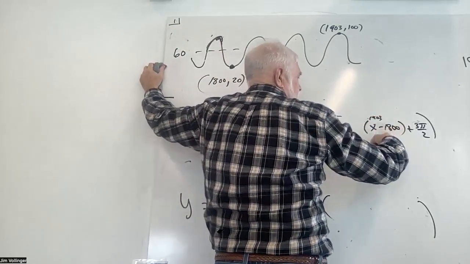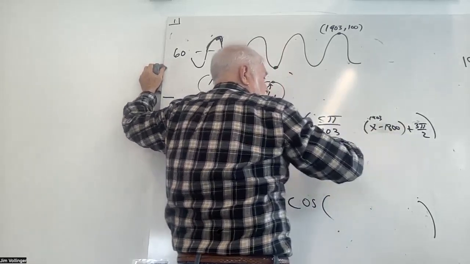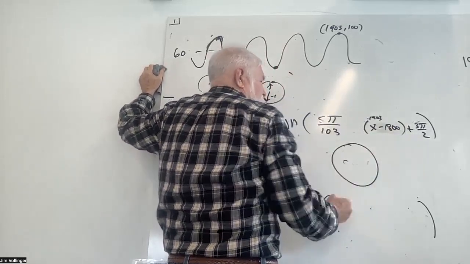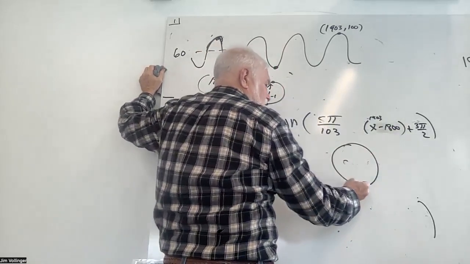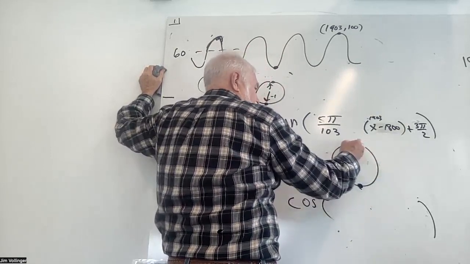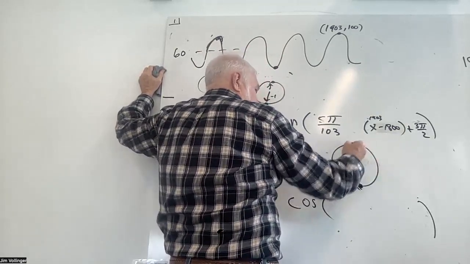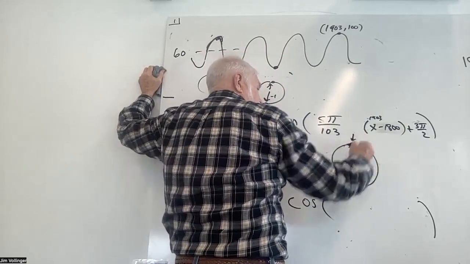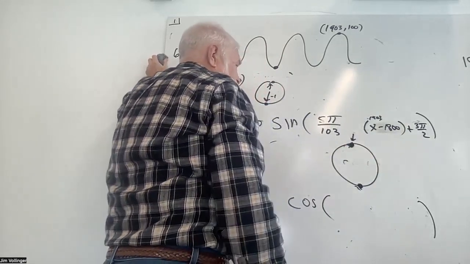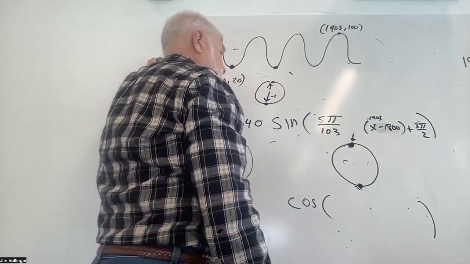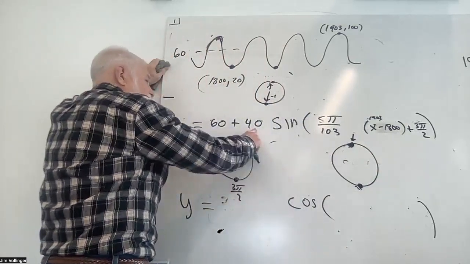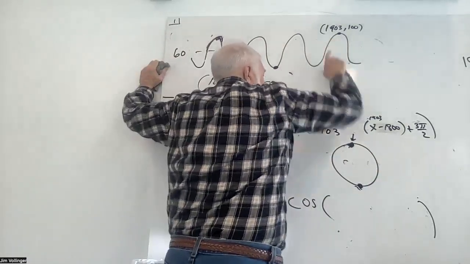1903 minus 1800 is 103. 103 is canceled. 5 pi plus 3 pi over 2. Well, here's 3 pi over 2, 5 pi, 1 pi, 2, 3, 4. Oh, 5 pi puts me at a max. And so what's the sine of that? The sine of that's positive 1. And 1 times 40 is 40 plus 60 is 100.